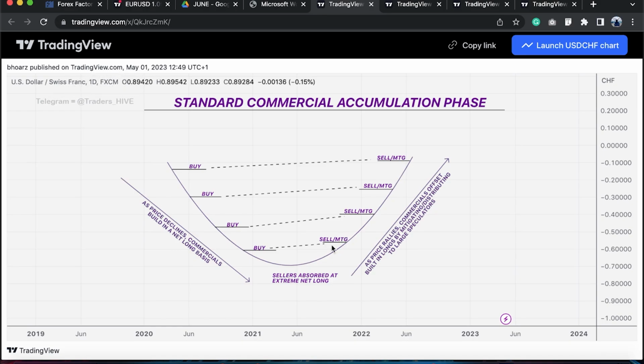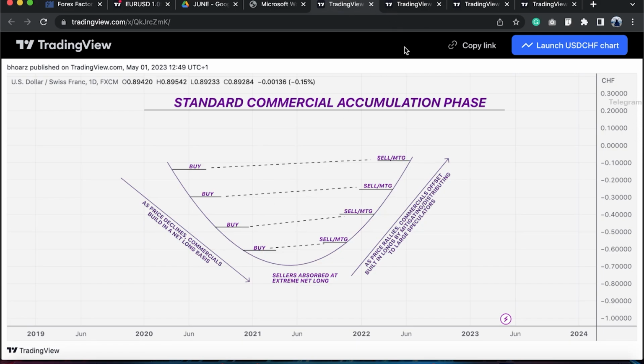Now, what's really important with this cycle is that when they are extremely net long, that oftentimes will be at a higher time frame discount. It could be like a weekly bullish block or a monthly discount array. We don't know what that discount array is, but we know that at a higher time frame discount array, there's going to be extreme discounted pricing, and a lot of times we tend to see price reversals and a new order flow ensue, and that usually is how you get the standard commercial accumulation phase or cycle.